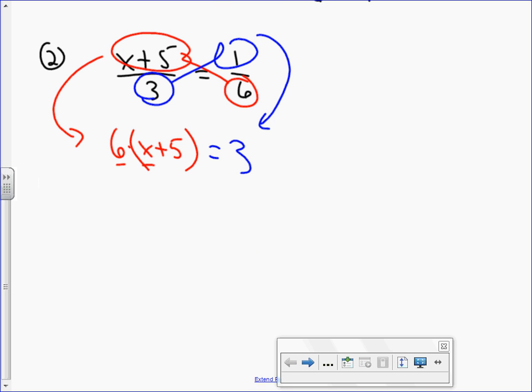Okay? And now again, this looks like something we've already learned how to do. What are we going to do next? What property? The distributive property, good. 6 times x is 6x, and 6 times 5 is 30. Very good. So now we're going to subtract 30 from both sides.